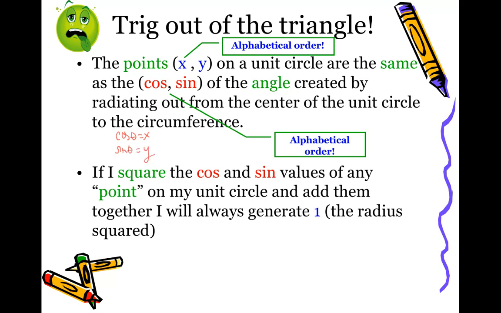The other piece of this, and I was just talking about this on the last slide, if I square the cosine and the sine values of any point on your unit circle and add them together, it will always generate 1, which is the radius squared, right? The unit circle, it's a single unit. So x squared plus y squared equals r squared, meaning cosine of theta squared plus sine of theta squared equals 1 squared.